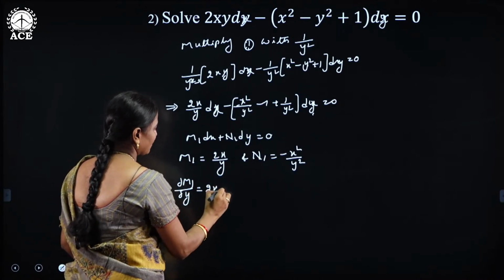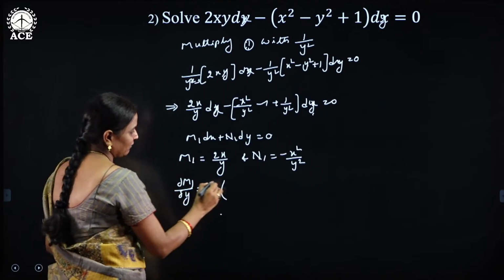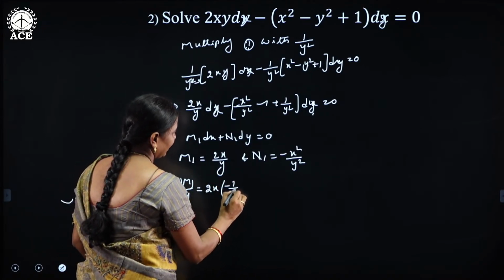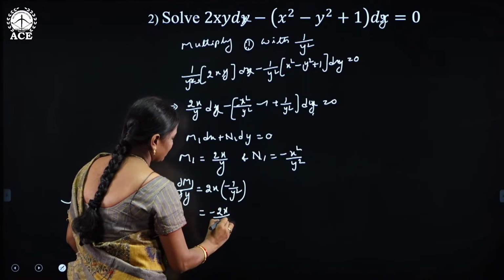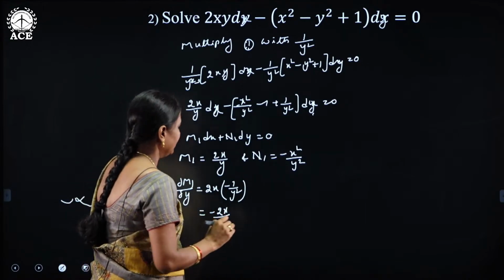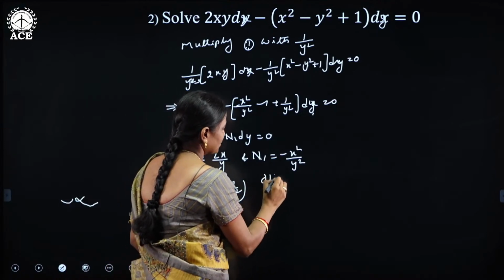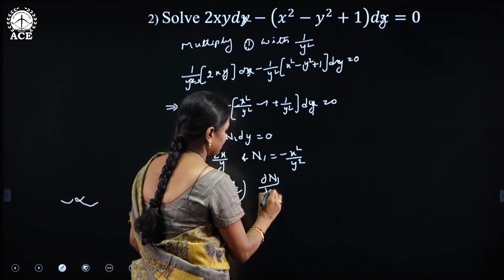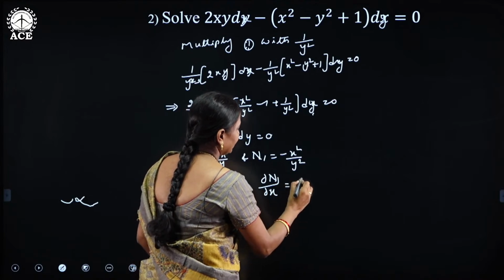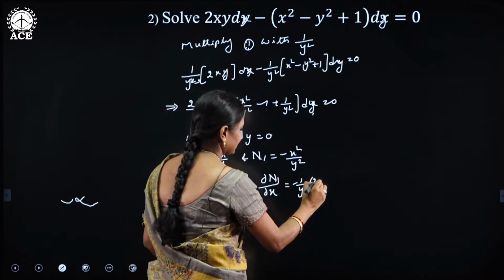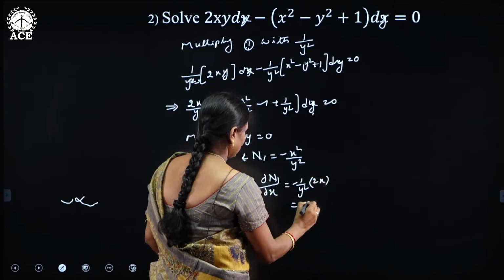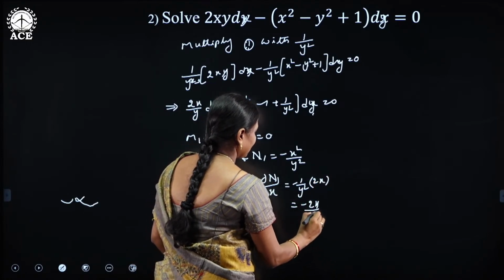Here 2x is the constant. Differentiation of 1 by y is minus 1 by y square. So that is equal to minus 2x by y square. And coming to n1, partially differentiate n1 with respect to x. Now here minus 1 by y square is the constant. Differentiation of x square is 2x. So that is equal to minus 2x by y square.